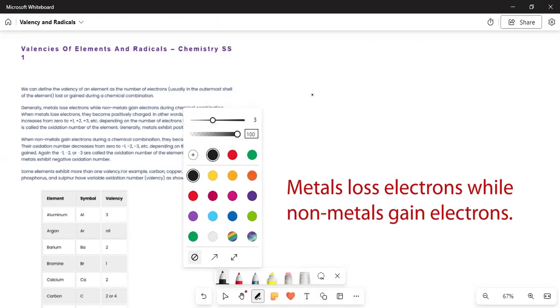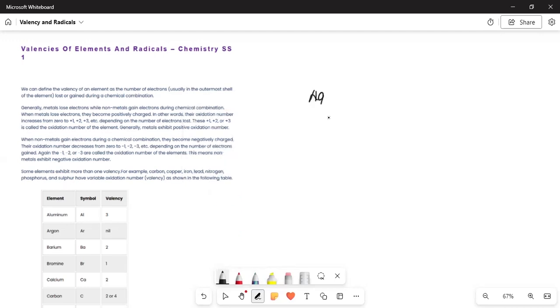For example, take a metal like sodium. The atomic number of sodium is 11. That 11 represents the number of protons in an atom of the element. And note that the number of protons is always equal to the number of electrons in a neutral atom. Therefore, the number of electrons is also 11.